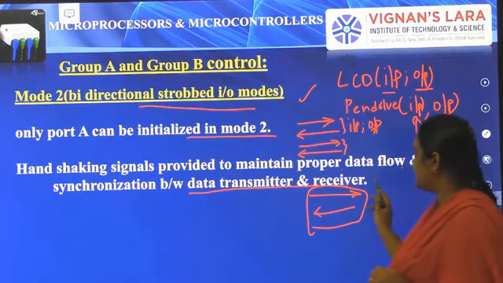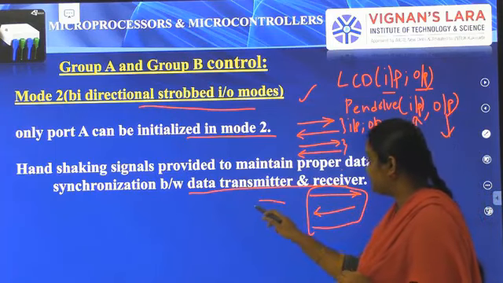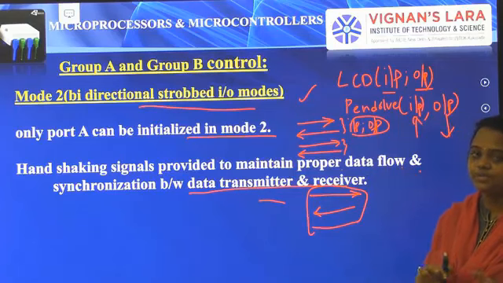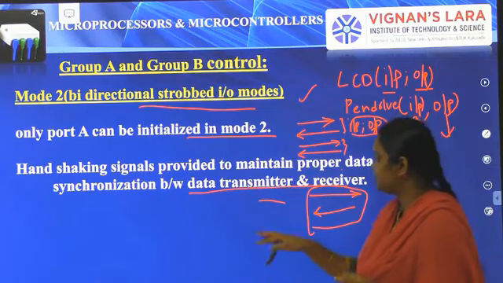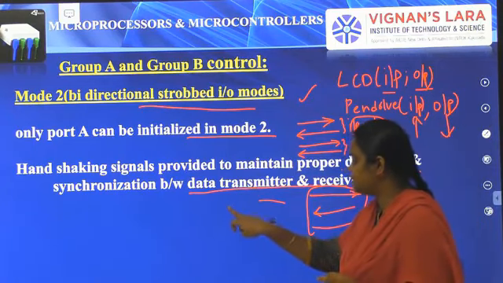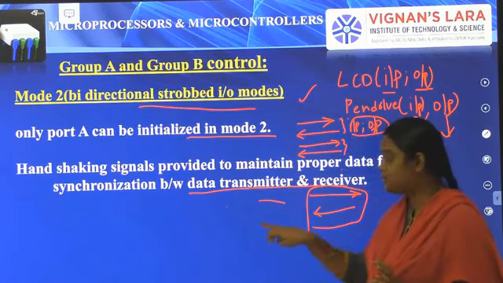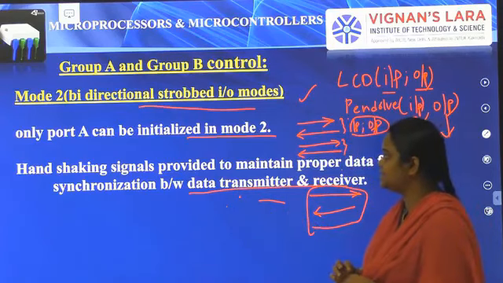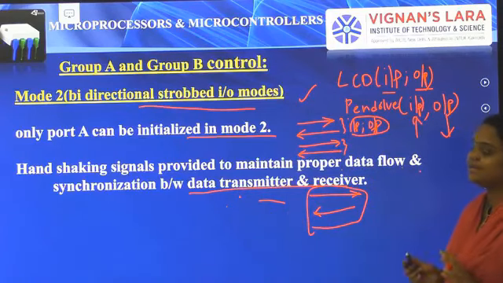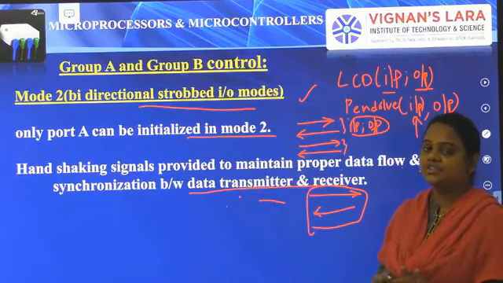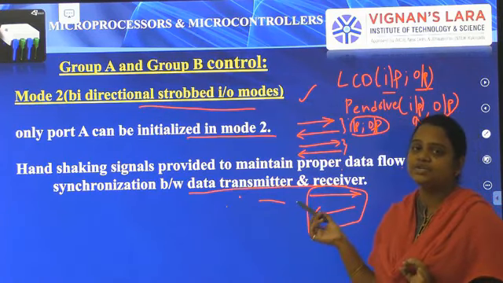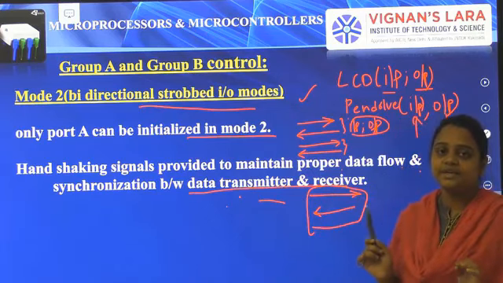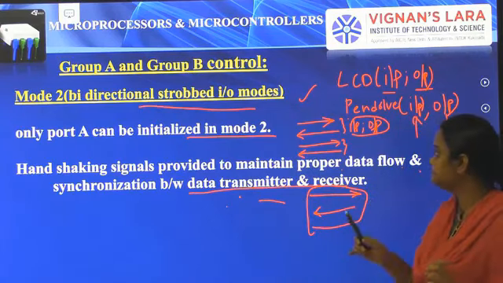By using mode 2 bidirectional, that device is going to handle both input and output. Like that, whenever we press the screen, it gives us an output; we are pressing the input and it gives us an output. It's a mode 2 operation. Generally, in real-time applications, we use only mode 2 bidirectional strobed input-output mode, for providing proper synchronization between transmitter and receiver.